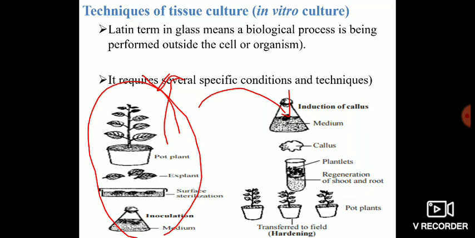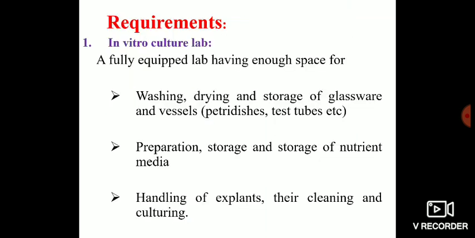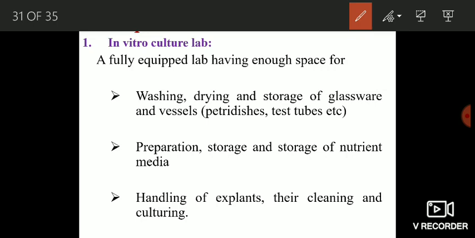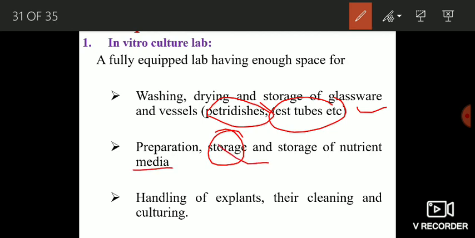For this in vitro culture, you require several specific conditions and techniques. So let's move on to the first requirement, which is the in vitro culture lab. You should have a culture lab for performing the in vitro culture of plant cells, tissues, and organs. A fully equipped culture laboratory must have enough space for washing, drying, and storage of glassware and vessels like petri dishes, test tubes, flasks, etc. It should have enough space for preparation, sterilization, and storage of nutrient media, and handling of explants, their cleaning and culturing.